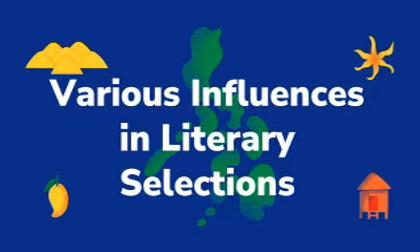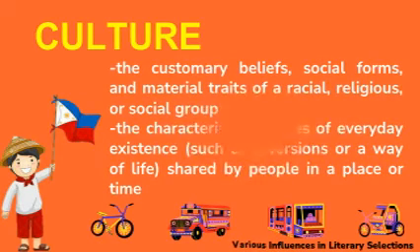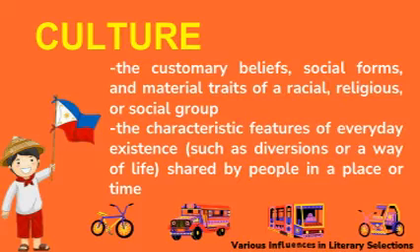Here are the various influences in literary selection. First is culture. Merriam-Webster Dictionary defines culture as the customary beliefs, social forms, and material traits of a racial, religious, or social group. Also, it is the characteristic features of everyday existence, such as diversions or a way of life shared by people in a place or time.